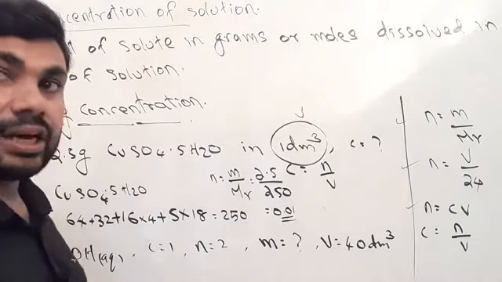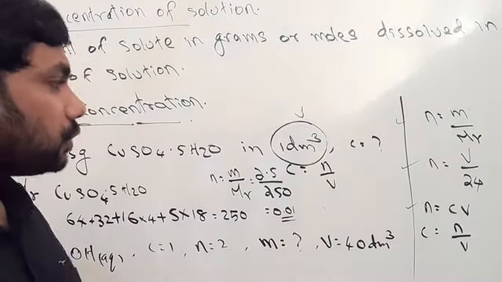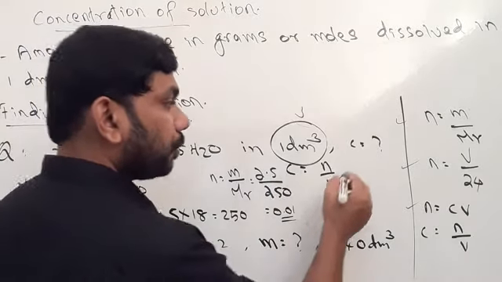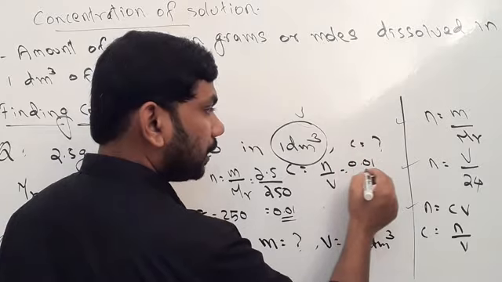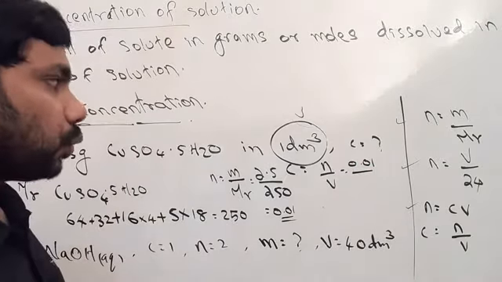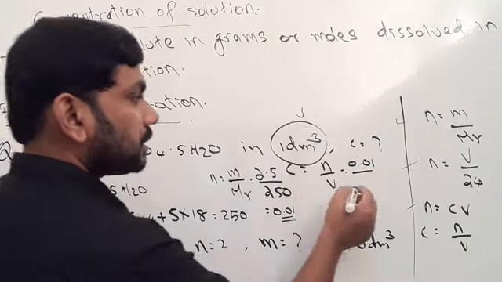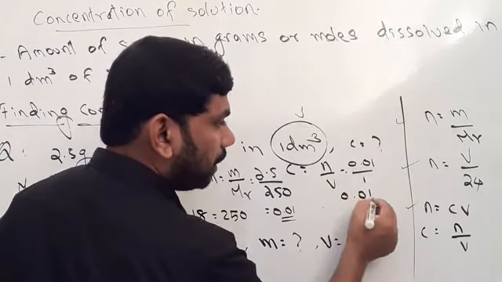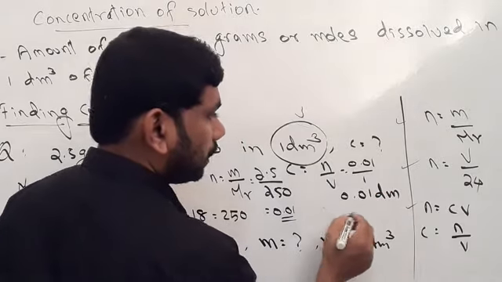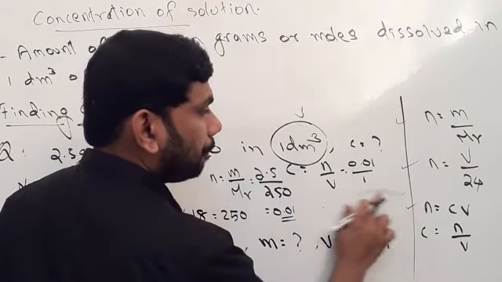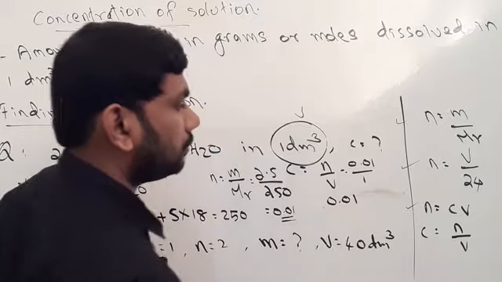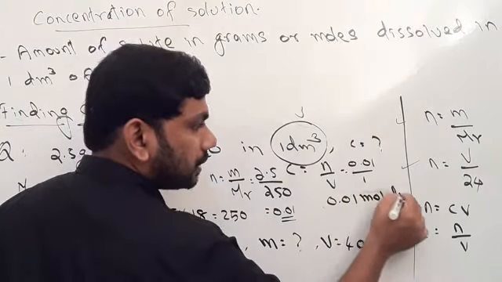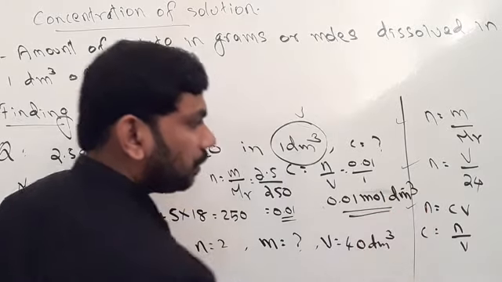The question is asking us to find the concentration. Concentration is the number of moles divided by volume. What is the number of moles? 0.01, divided by the volume. What is the volume here? The volume is 1 decimeter cube. So the answer is 0.01. And the unit is mole per decimeter cube. This is the unit of concentration.